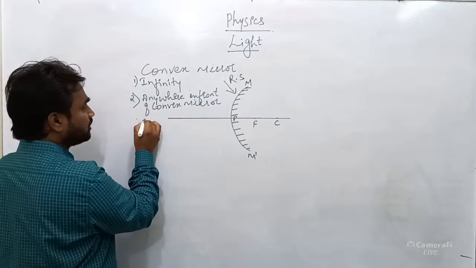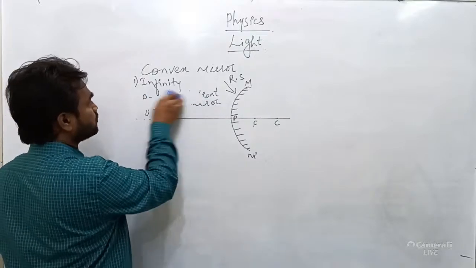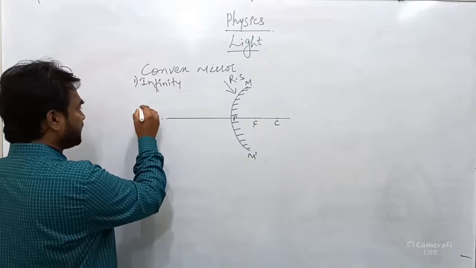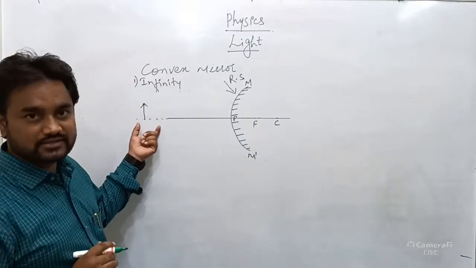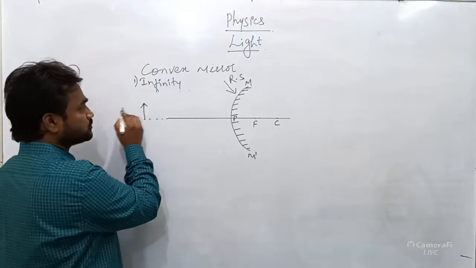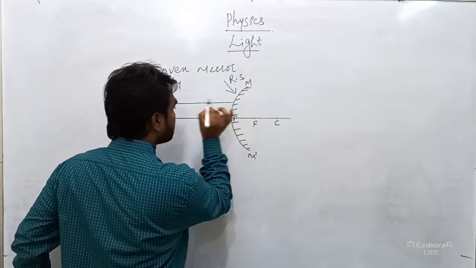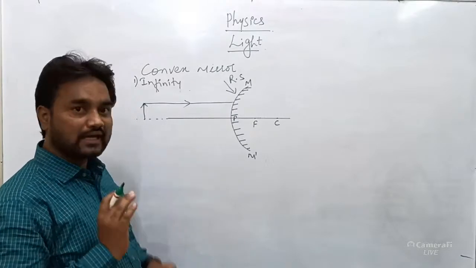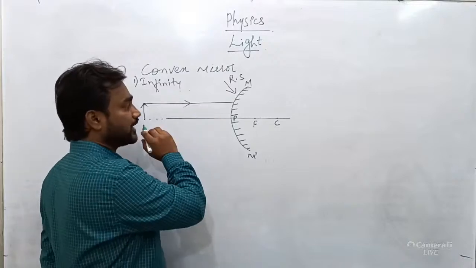First, let us see if the object is kept at infinity. I'll just erase this one. Let me take this as infinity. This dotted line represents that the object is kept at infinity. Here we take one incident ray which is parallel to the principal axis. As you all know, this is a convex mirror, which is also called a diverging mirror. So what is going to happen here?